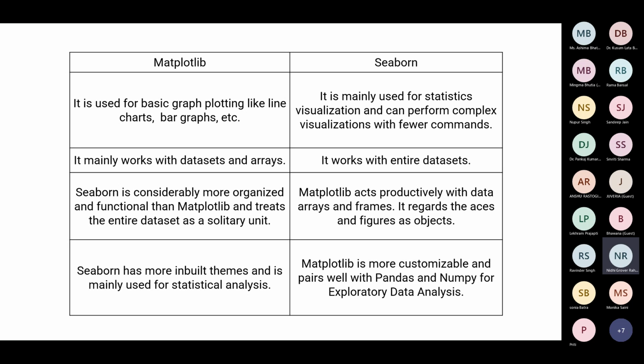Matplotlib works with datasets and arrays, but Seaborn works with the entire dataset. It does not require a single column, but it can work on the entire dataset. I'll show you in a while. Seaborn is considerably more organized and functional than Matplotlib, while Matplotlib works productively with data arrays and data frames. It regards the axes and figures as objects. So basically, the main difference is that Seaborn can work in a more functional and organized manner because it can work with the entire dataset in one go. While if you work with Matplotlib, then it is working with a specific data frame, or you can say a reduced set of values, an array or a single column, a series of data.